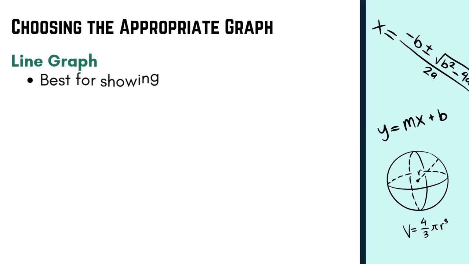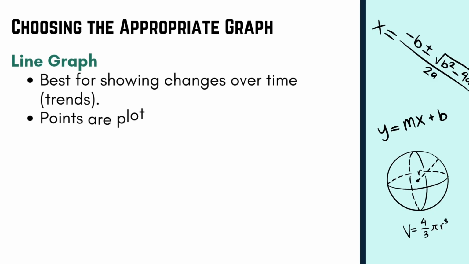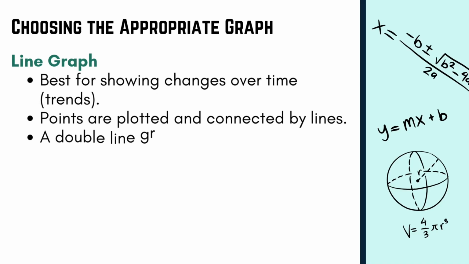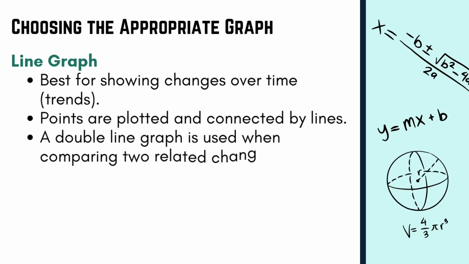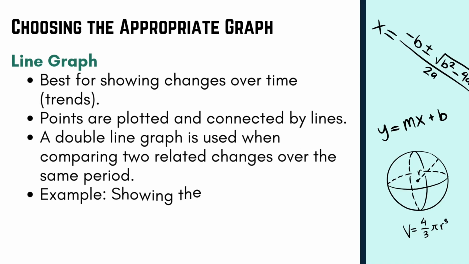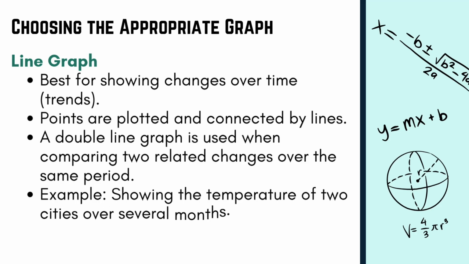Now, when do we use the line graph? It is best for showing changes over time or the trends. Points are plotted and connected by lines. A double line graph is used when comparing two related changes over the same period. Example, showing the temperature of two cities over several months. So for example, you're going to compare the temperature in the city of Bacoor and the city of Tagaytay for 2 months or during, for example, December. Gaano ba kalamig sa Tagaytay for the whole month of December compared to the city of Bacoor during December.